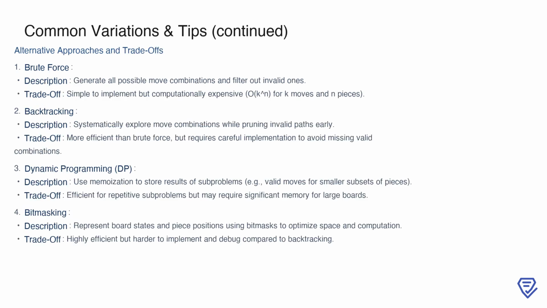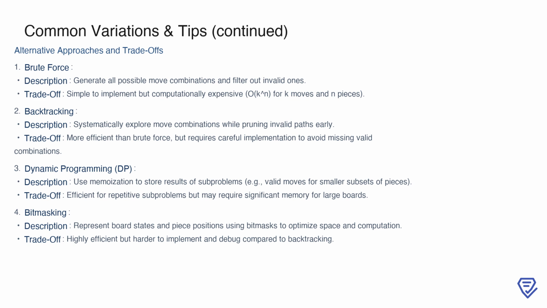Finally, let's compare different approaches and their trade-offs. Brute force involves generating all possible move combinations and filtering invalid ones. While simple to implement, it's computationally expensive, with a time complexity of O(k^n) for k moves in n pieces. Backtracking improves on this by systematically exploring move combinations and pruning invalid paths early, making it more efficient, though it requires careful implementation.